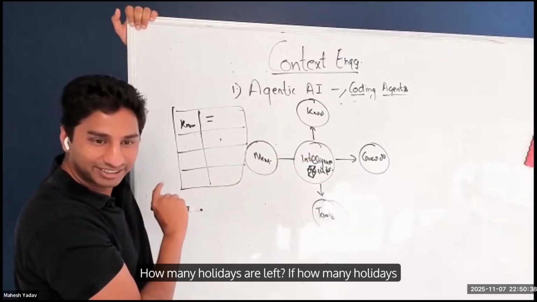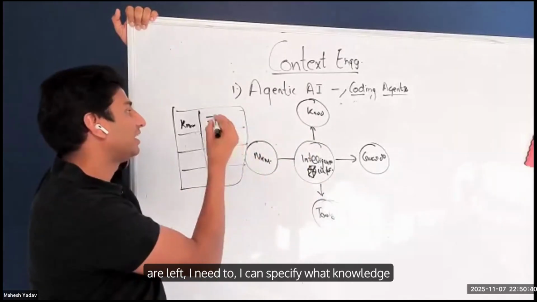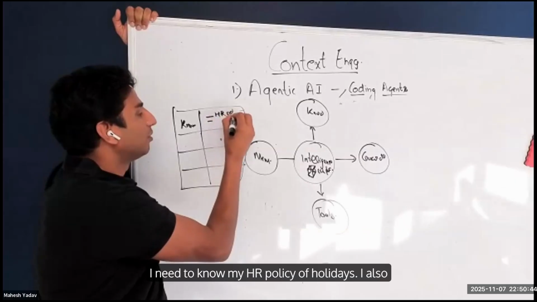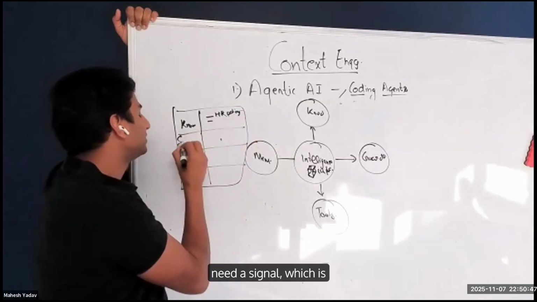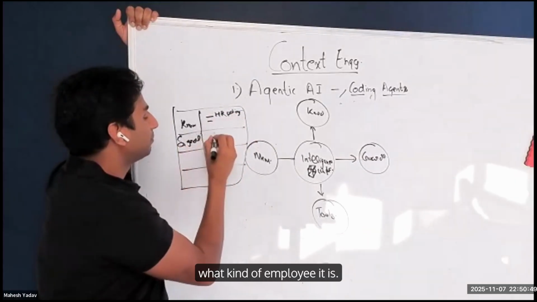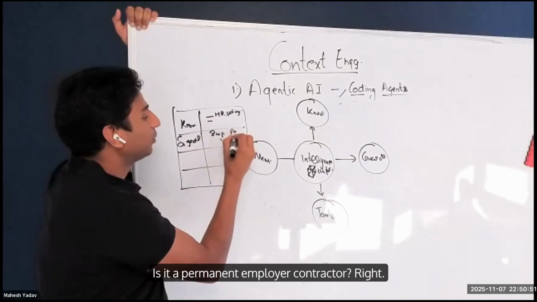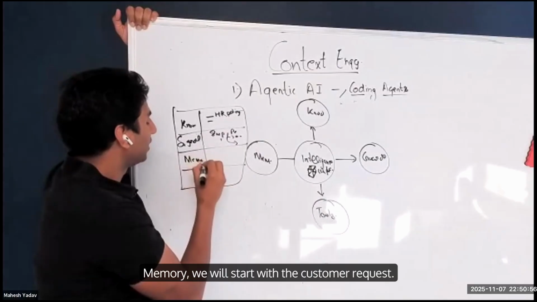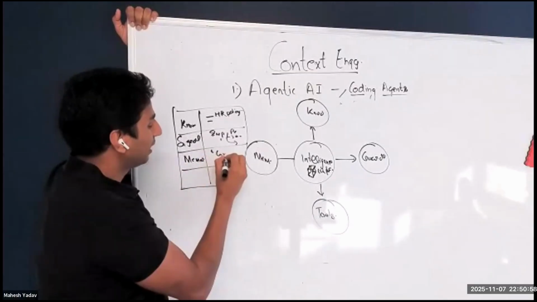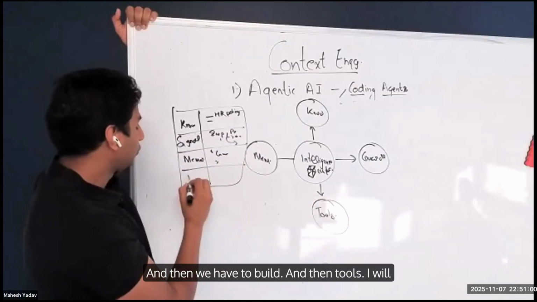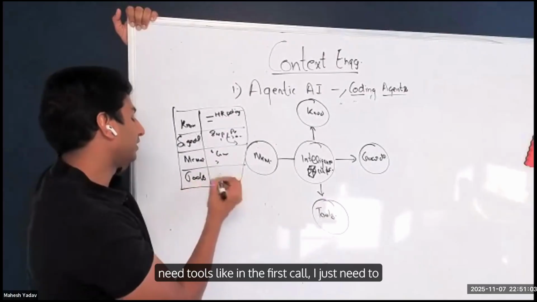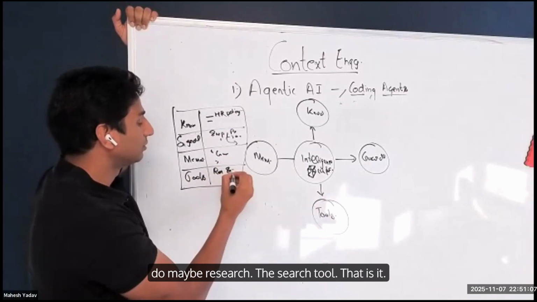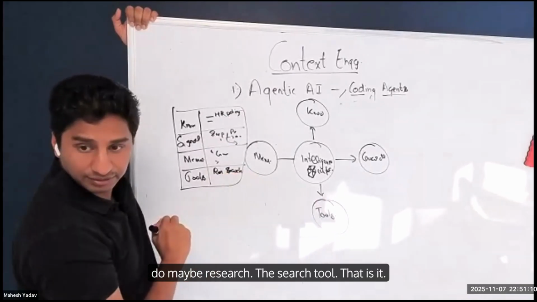How many holidays are left? I can specify what knowledge I need: my HR policy of holidays. I also need a signal, which is what kind of employee it is. Is it a permanent employee, a contractor, right? Memory: we will start with the customer request, and then we have to build. And then tools: in the first call, I just need to do maybe research. So a search tool. That is it.